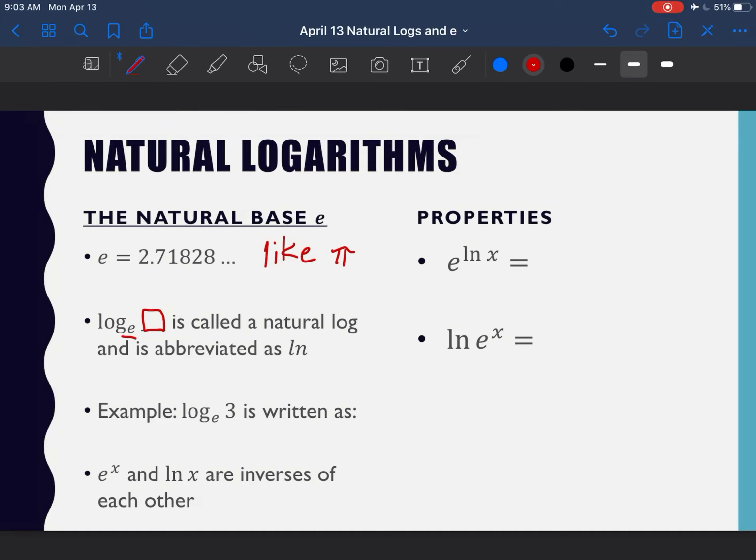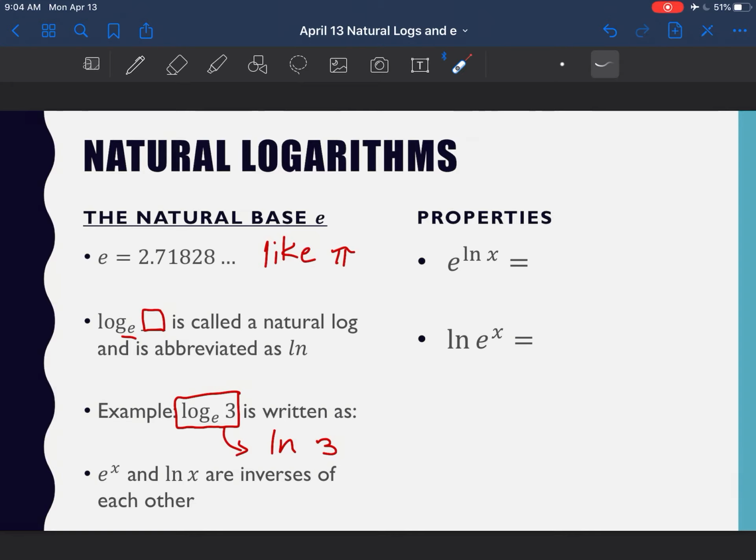So, for example, let's say you have log base e of 3. So you have e as your base. We don't actually write it that way. We write it in the shorthand form, which would look like ln 3. And so you're supposed to assume that the base is e there, but you don't actually write it. So it's kind of like it's invisible.